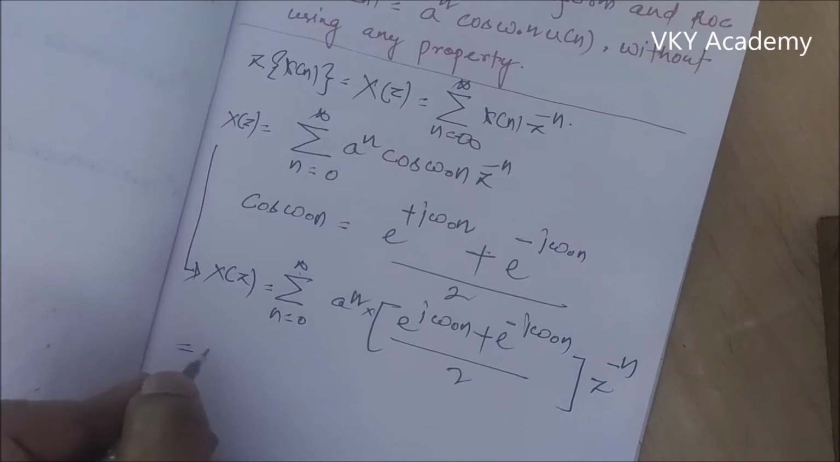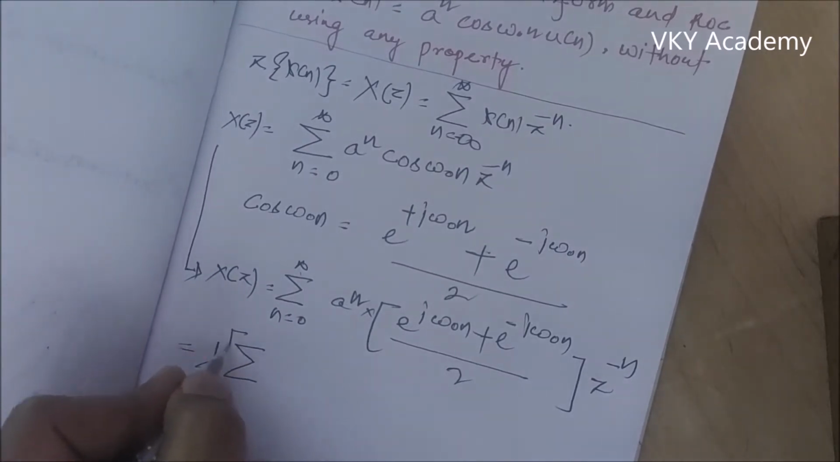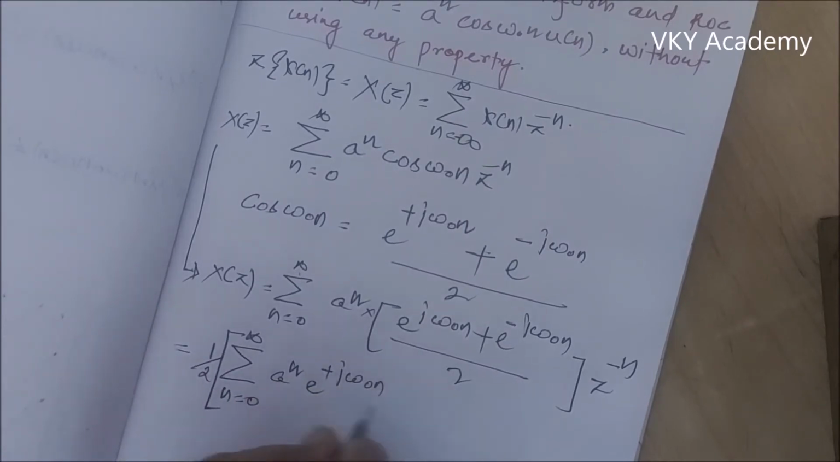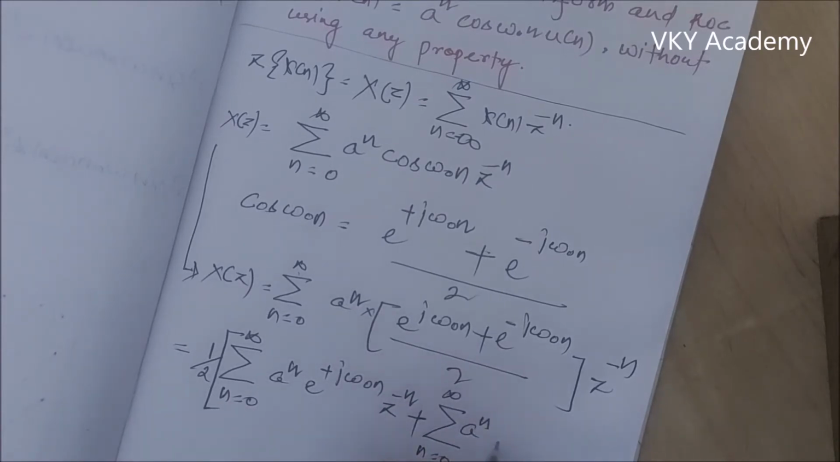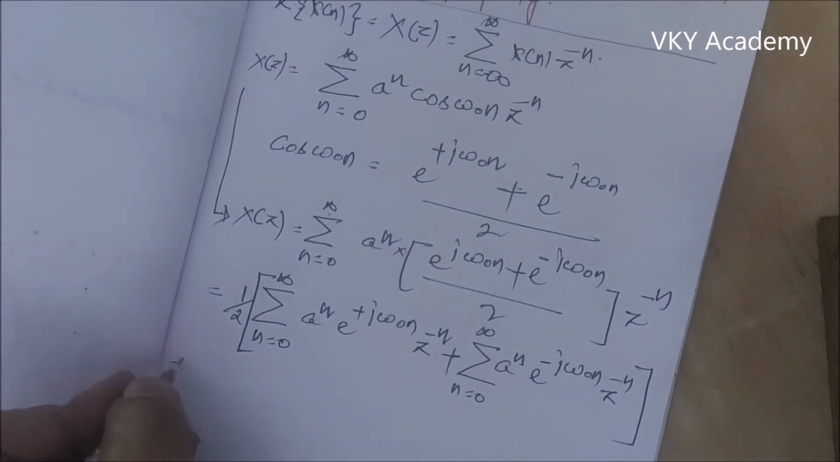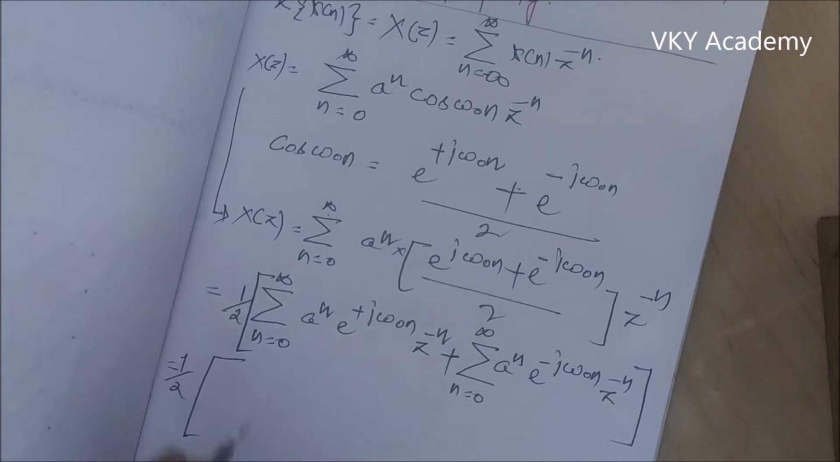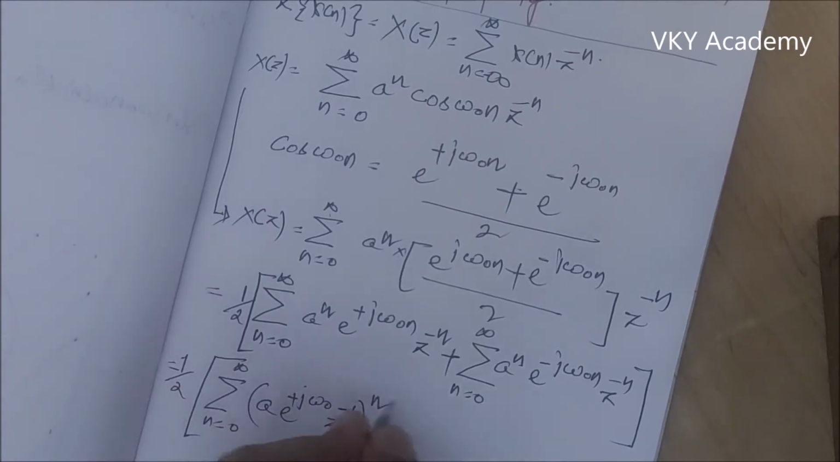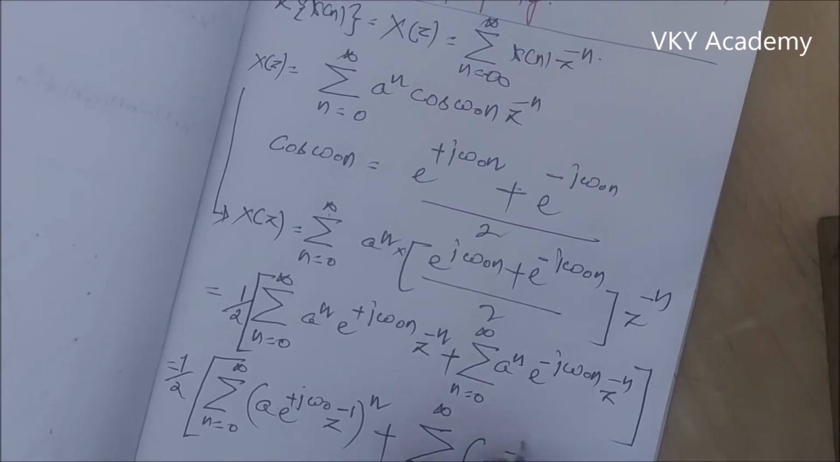Now taking the constant out of the summation, it will be 1 by 2 summation n is equal to 0 to infinite a to the power n e to the power plus j omega naught n z to the power minus n plus summation n is equal to 0 to infinite a to the power n e to the power minus j omega naught n z to the power minus n, which is 1 by 2 square bracket summation n is equal to 0 to infinite a e to the power plus j omega naught z inverse whole to the power n plus summation n equal to 0 to infinite a e to the power minus j omega naught z inverse whole to the power n.